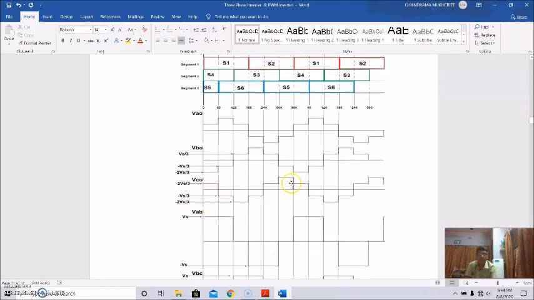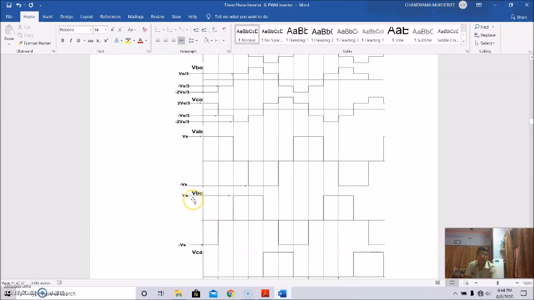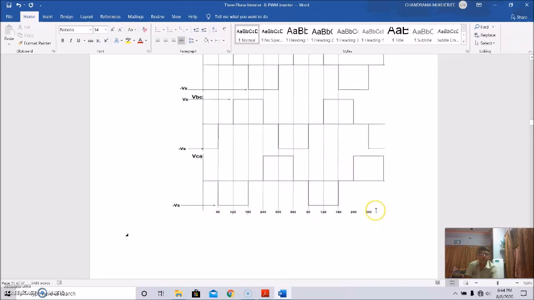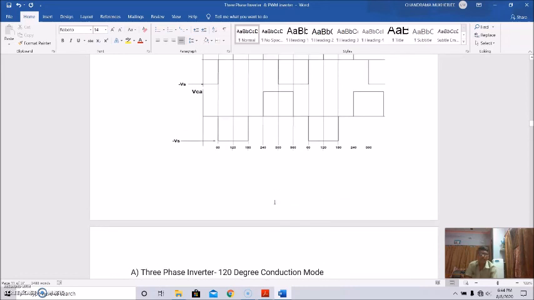So VAB, this is Vs to minus Vs. So this is VAB. Clear? This is VAB like this, and this is VBC from Vs to minus Vs. This is like this, and VCA will be like this. Clear? So this is actually the 180 degree conduction mode for 3-phase inverters.